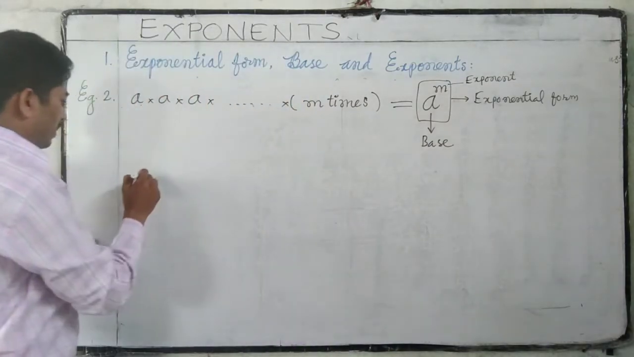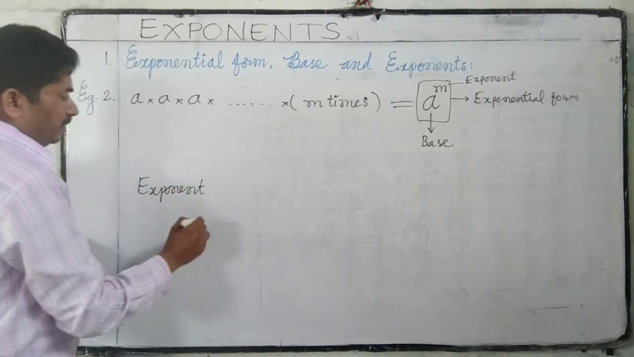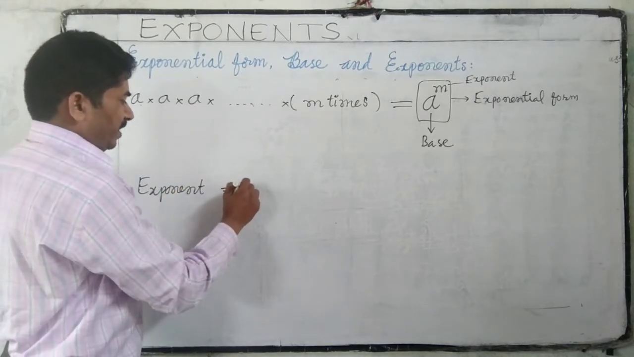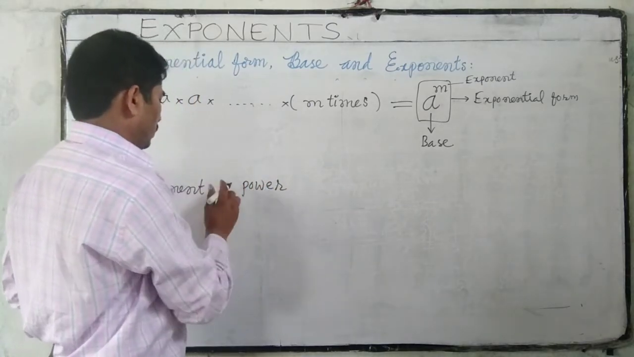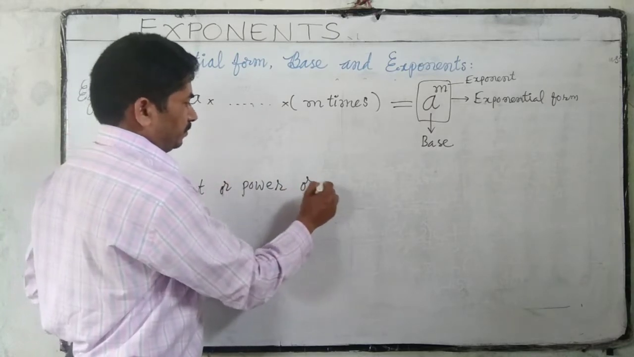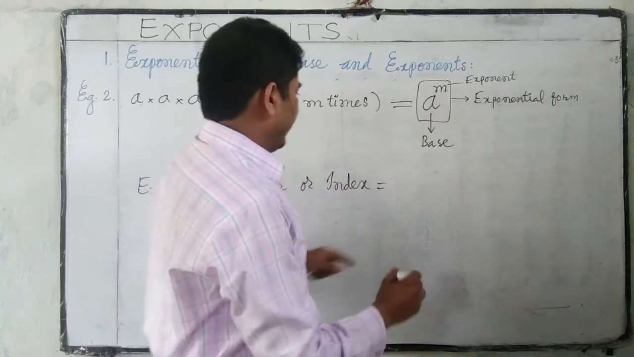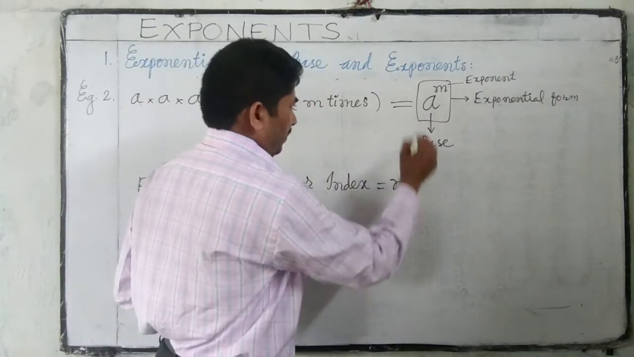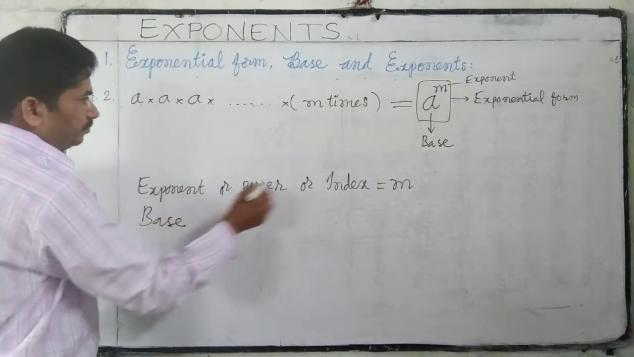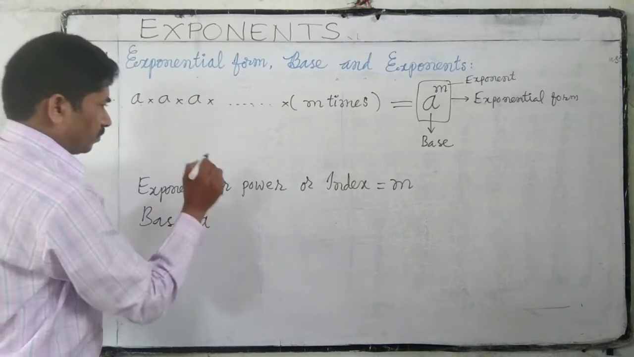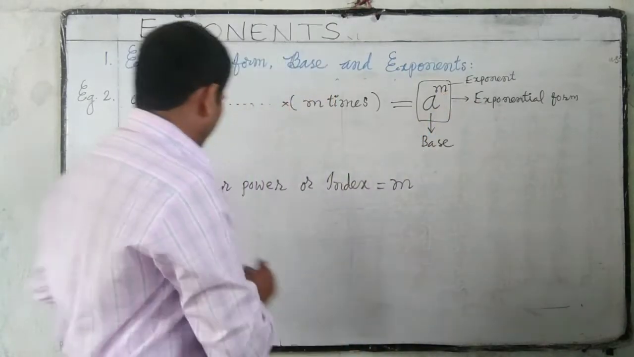Exponent is also called power or index. Power or index is equal to m. Base is equal to a. A to the power of m is the exponential form.